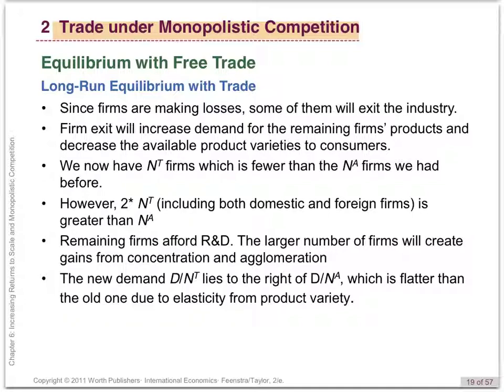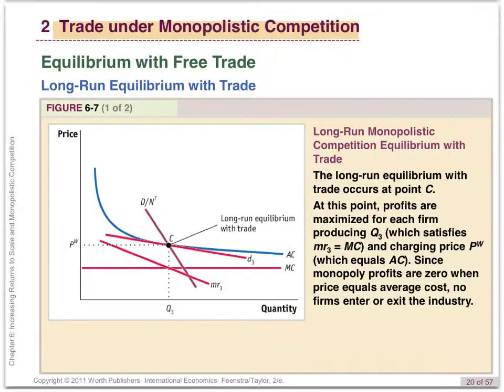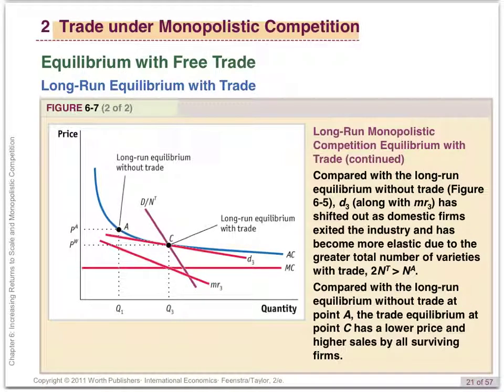The remaining firms have some capacity to do R&D. The larger number of firms will create gains from concentration and agglomeration. The new demand curve lies to the right of the old demand curve, which is flatter than the old one due to the elasticity from product variety. Like this. So before it was like this, and now this. So if we compare the 2 points before trade and after trade, price went down and there is more output.